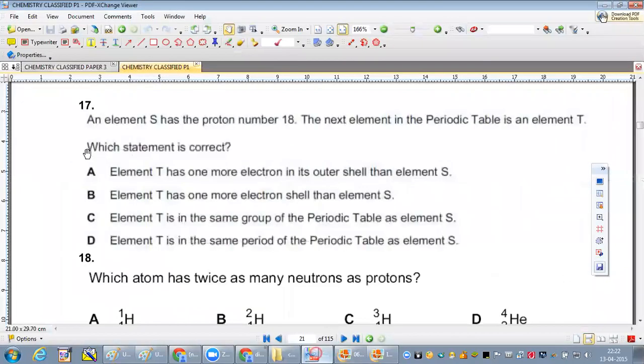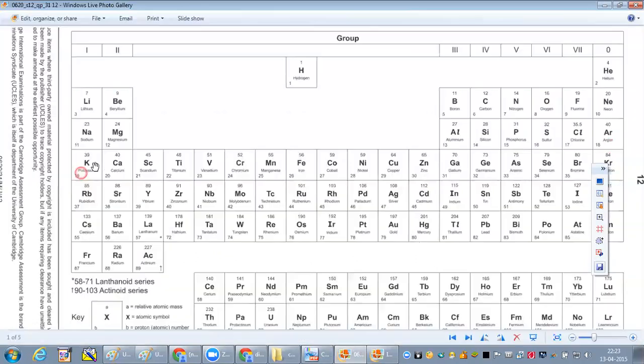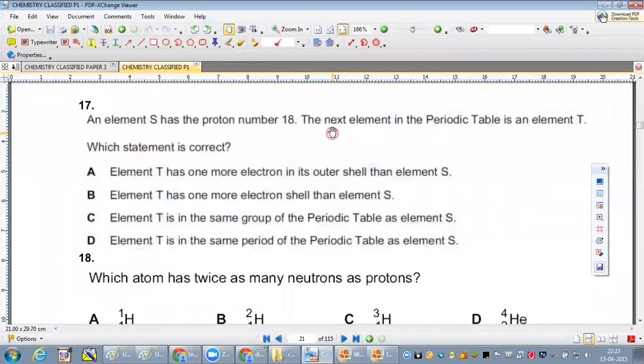See what the question is. The next element in the periodic table is an element T. Next element. So obviously the next element from Ar, from 18, is going to be atomic number 19. Okay, which is going to be this element. Now what the question is. Which statement is correct? Element T has one more electron in its outer shell than element S. One more electron in its outer shell.